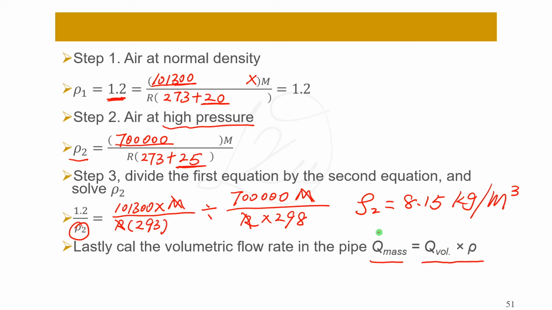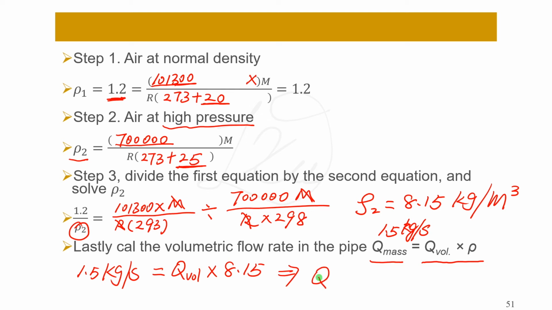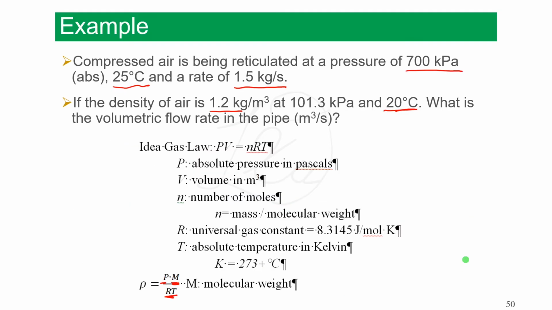And we know the mass flow rate is 1.5 kilogram per second. So 1.5 kilogram per second equals the volumetric flow rate times 8.15. Solve for the volumetric flow rate, that equals 0.18 cubic meter per second. So we have solved this problem.